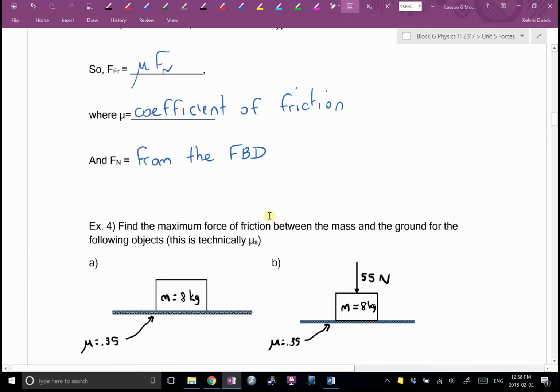Okay, so mu is the coefficient of friction. Technically static if you're not moving. Technically kinetic if you're moving. But we'll just treat it like one thing. So I've done my fussy physics moment, but we'll ease up.